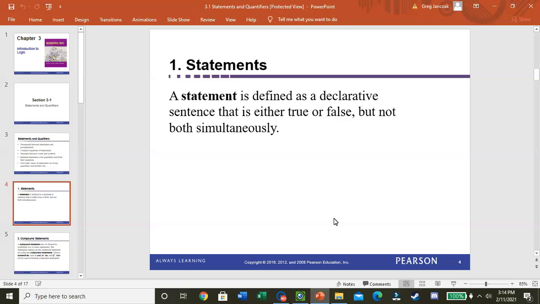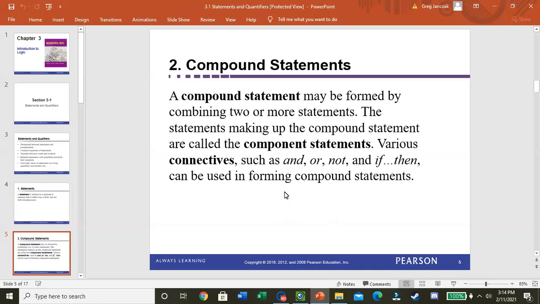Okay, a statement is defined as a declarative, meaning we declare it either true or false, but not both at the same time. So when we talk about a statement, we're talking about something like, the sky is blue. That's either true or it's false. Whereas, I like blue skies, that's an opinion. That is not a statement.